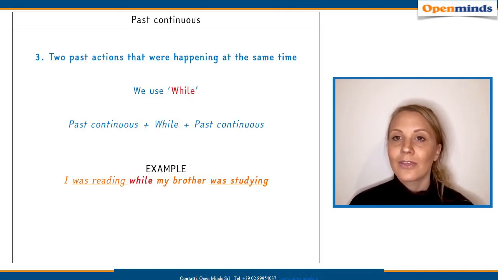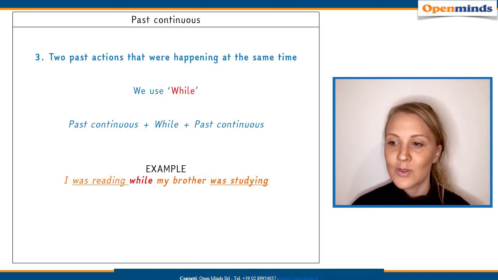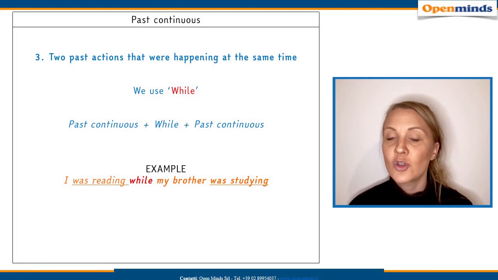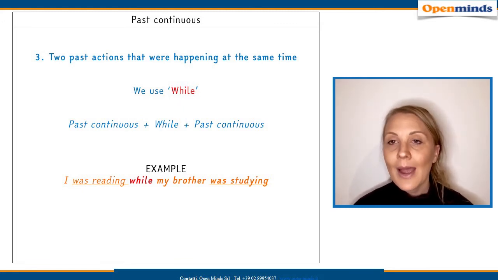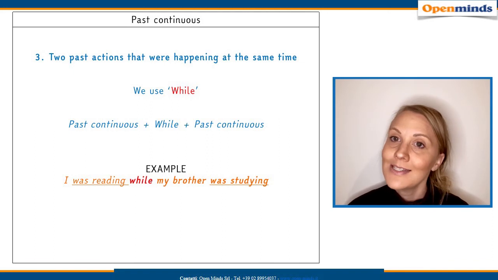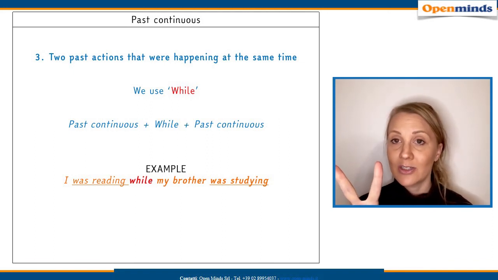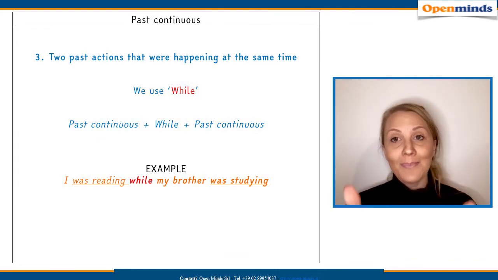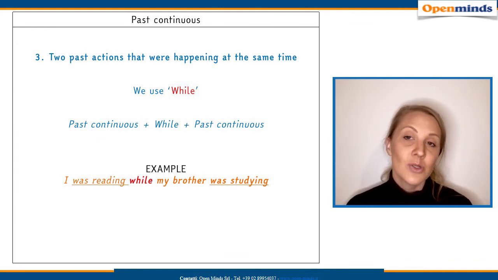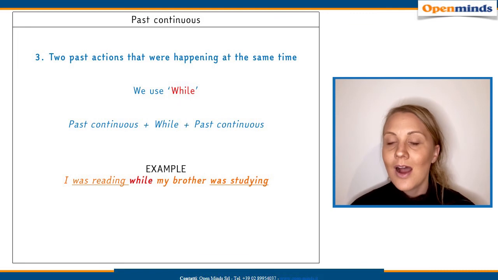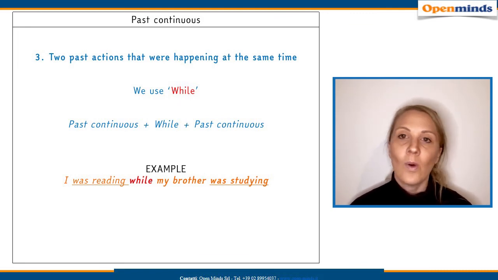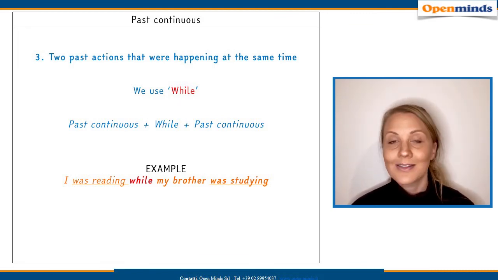Now, the third reason to use past continuous is for 2 past actions that were happening at the same time. For this, we use while. We use past continuous plus while plus past continuous because these 2 past continuous actions were happening at the same time together. For example, I was reading while my brother was studying.